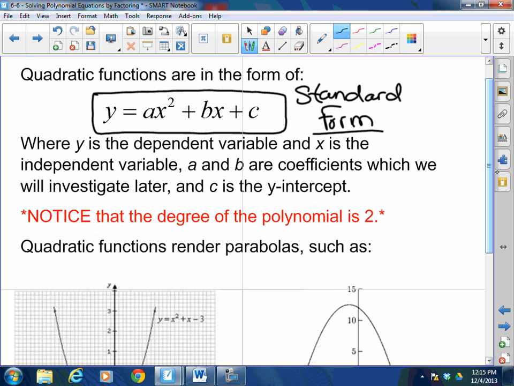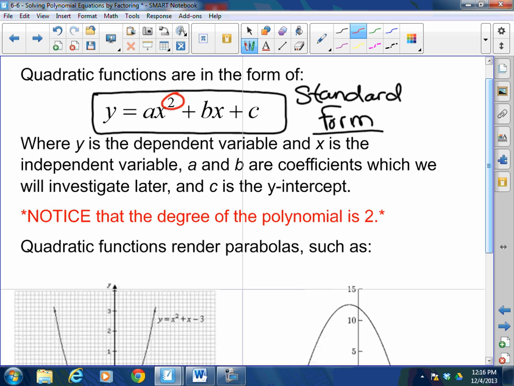Okay, so this is a quadratic. We know it's quadratic because x is squared. The highest degree is a 2. So this is where y is dependent, of course, x is independent. A and b are coefficients, which we will investigate later, I promise. And c is the y-intercept. Notice that the degree of the polynomial is 2. Remember, the degree tells you what kind of a polynomial it is. Remember, we went over that. Degree 1 linear, degree 2 quadratic, degree 3 cubic, degree 4 quartic, degree 5 quintic. Very good. So we're all good so far, right?